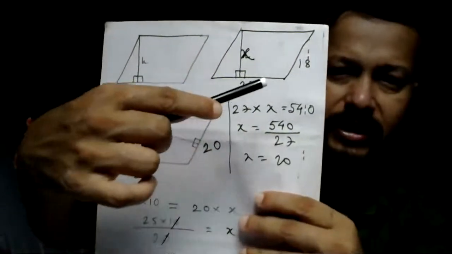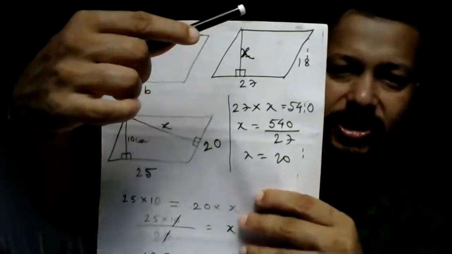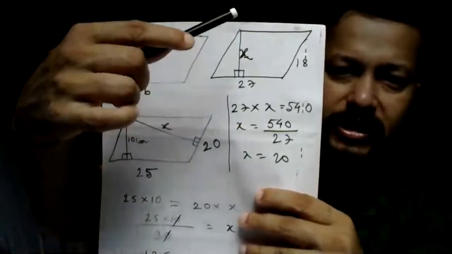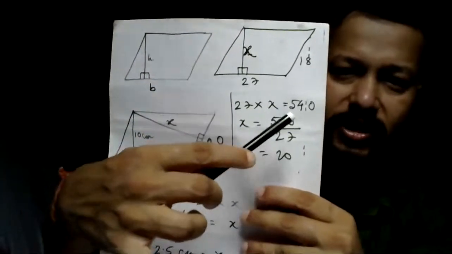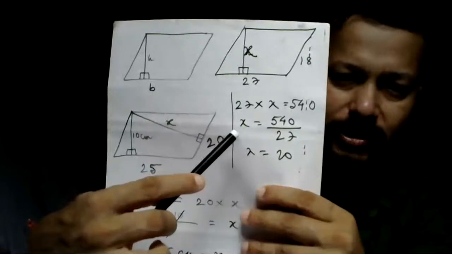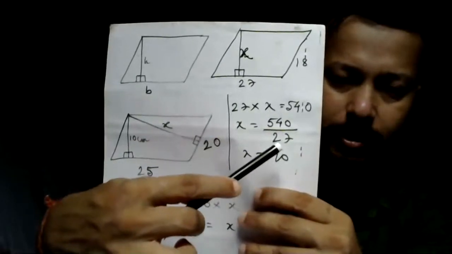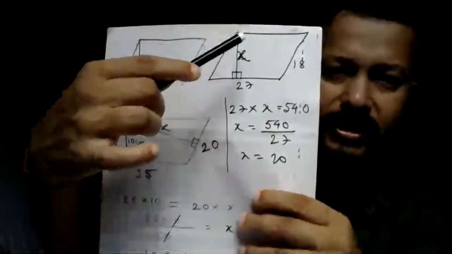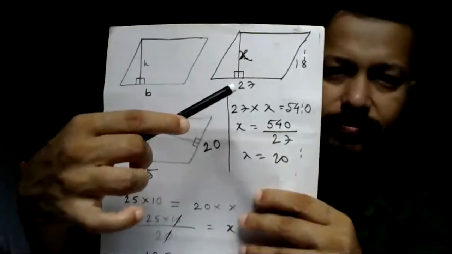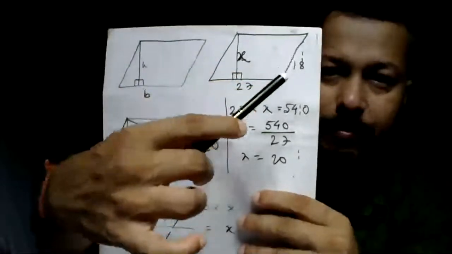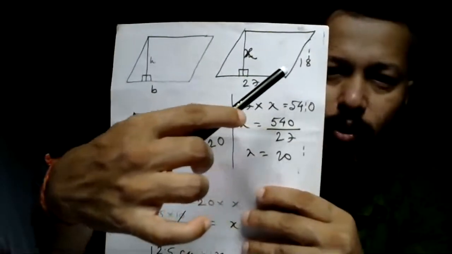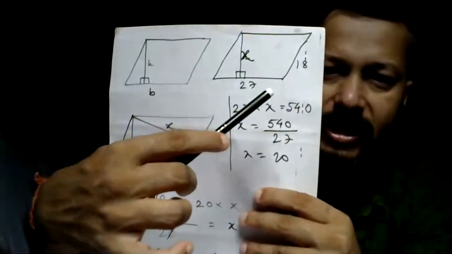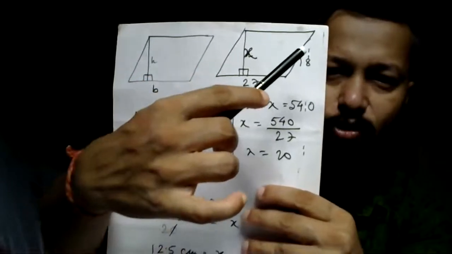Try to understand this. When this is the base, then this is the height. So base into height equal to 540, so x equal to 540 by 27. So I'm getting x equal to 20. So this height is 20. Understood? Now, when 18 is the base, then what is the height? Again, I have to draw the height here. Let us draw the height.